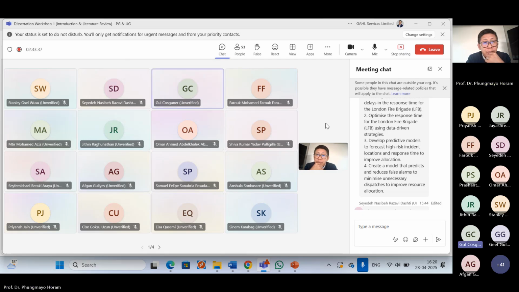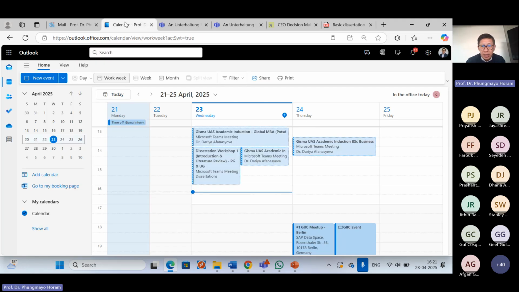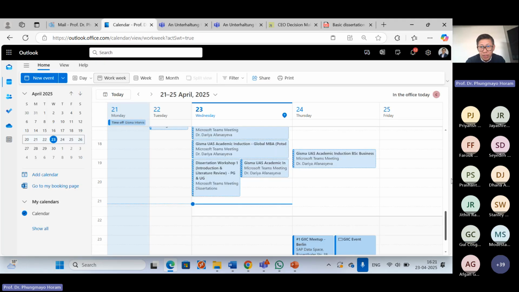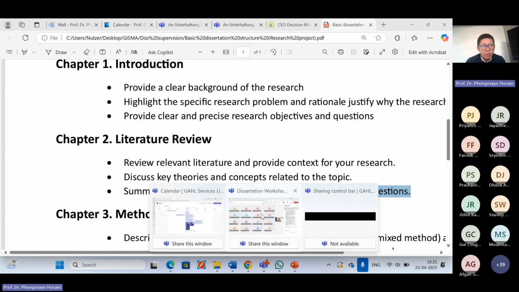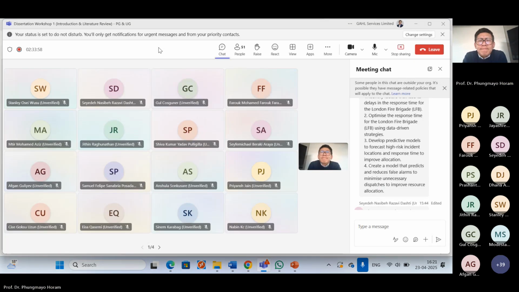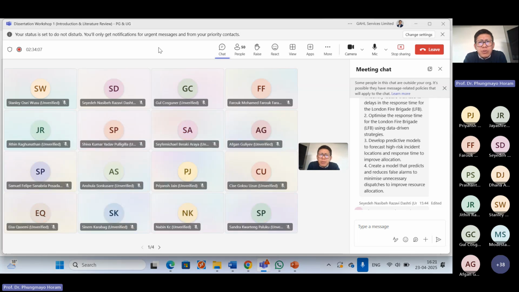Yeah, my question is, when will our workshop 2 session be? I have no information. Let me check the calendar. This should have been communicated to you. So far you don't have any information about workshop number 2, right? Yes, we don't have information about it. I will ask the dissertation team to send you the schedule of the workshop as soon as possible.